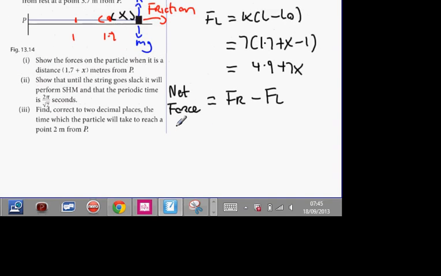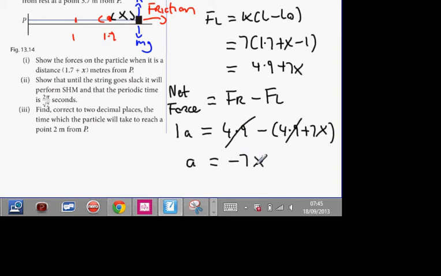If it's negative, then it's going to prove that it does simple harmonic motion. So it's going to be ma, mass by acceleration, which is going to be 1 multiplied by a. FR is 4.9, and then it's going to be minus (4.9 plus 7x), close that bracket. The 4.9s will cancel. We're going to get a equals minus 7x. The acceleration is in the opposite direction to the extension or displacement x, okay? And because it's opposite in sign, this means it undergoes simple harmonic motion.